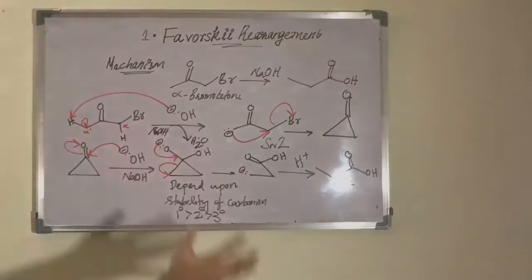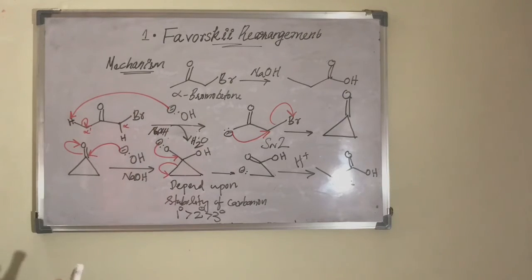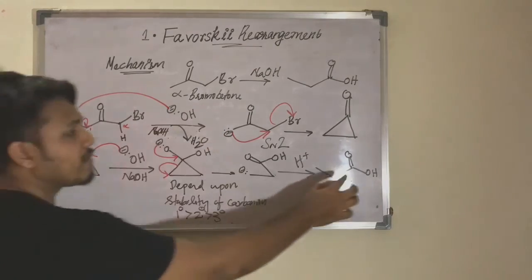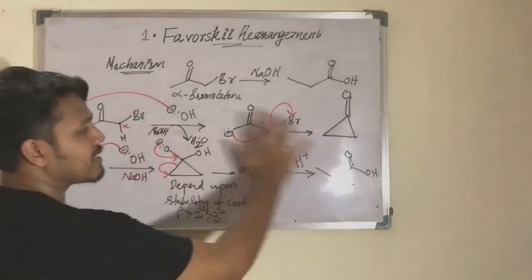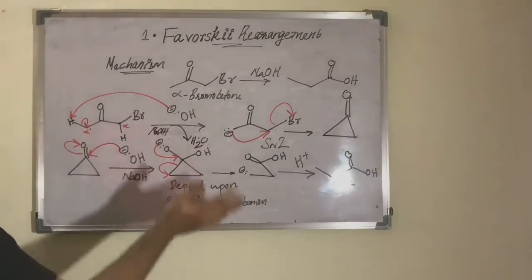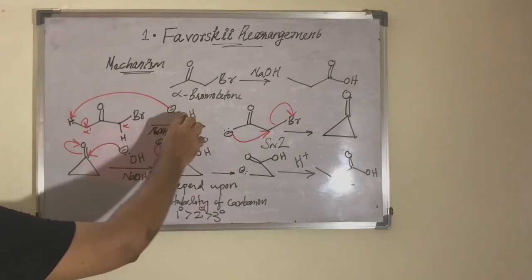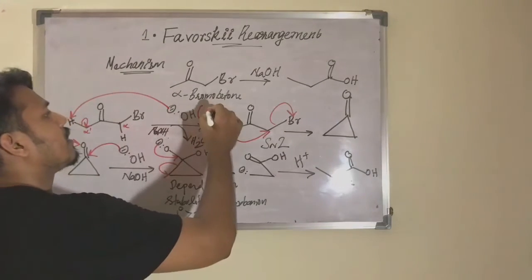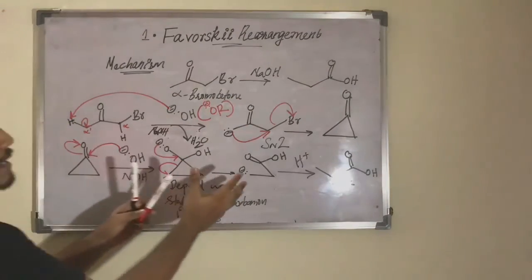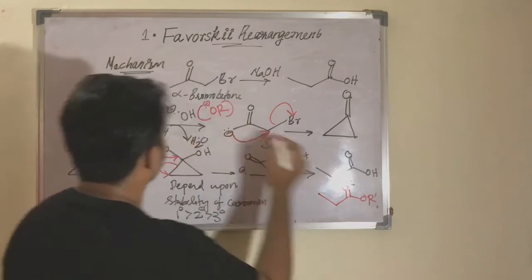You can follow the same mechanism. You can choose OR minus when you are using NaOR, that is alkoxide ion instead of OH. You will end up with the OR product, that is ester. I am doing one mechanism only. The same mechanism you can use if you are using sodium alkoxide as a reagent. Your nucleophile becomes OR minus in that situation, so you end up with the product OR dash.